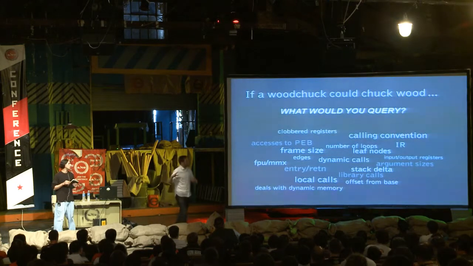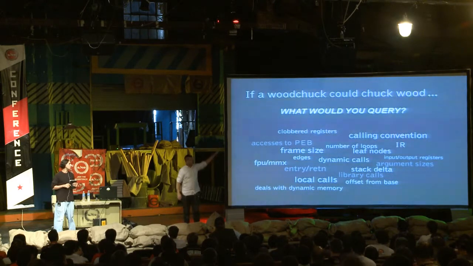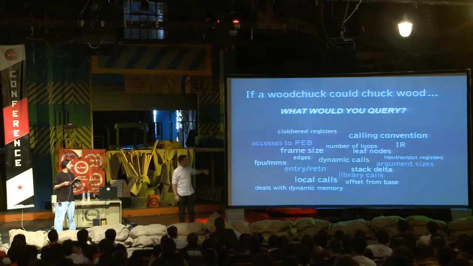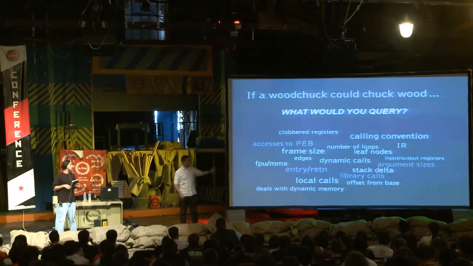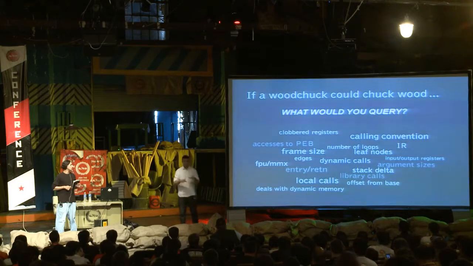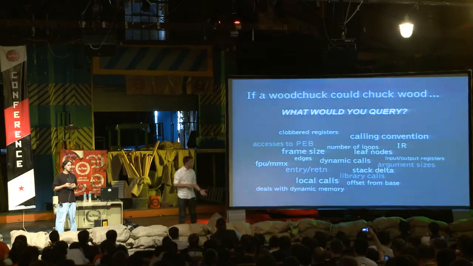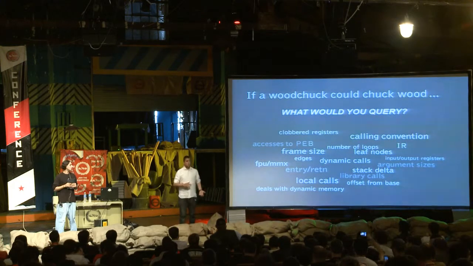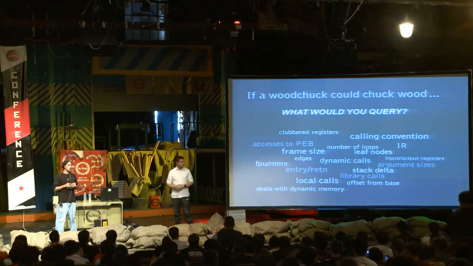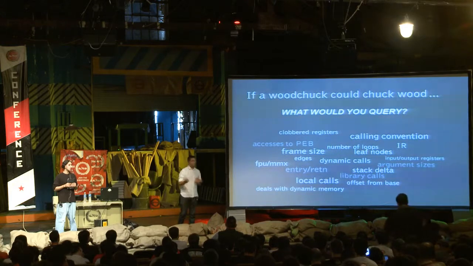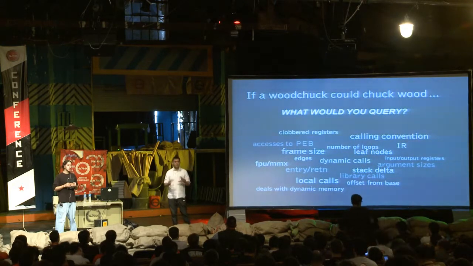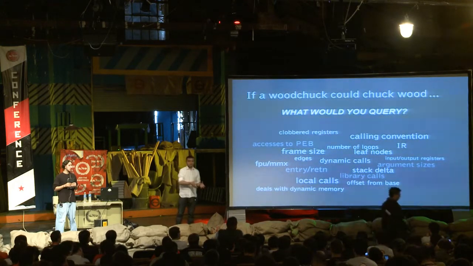So this leads into, if a woodchuck could chuck wood, what would you query? What kind of information do you care about querying from subgraphs or trees? Basically you have things like clobbered registers, which is useful for taint analysis. You've got the calling convention, frame size. Does it call local functions within this module? Does it call external functions? Does it call library functions? Does it deal with dynamic memory, in other words, is it doing heap allocations or heap frees? What are the input-output registers? Is it a pure read function, a load, or is it a store function, like a write?